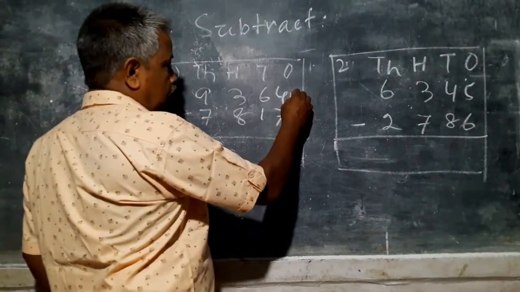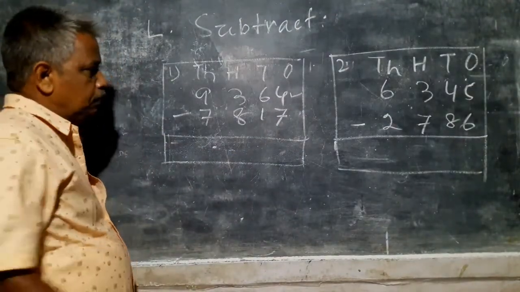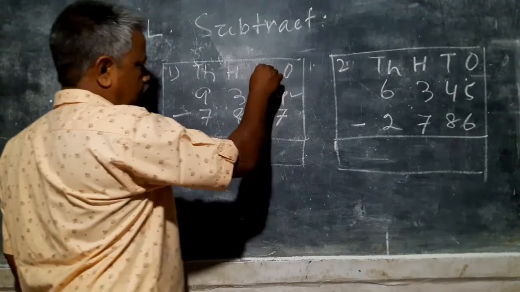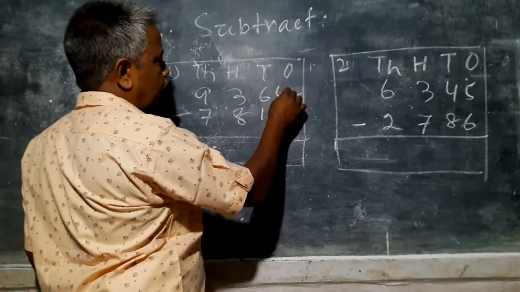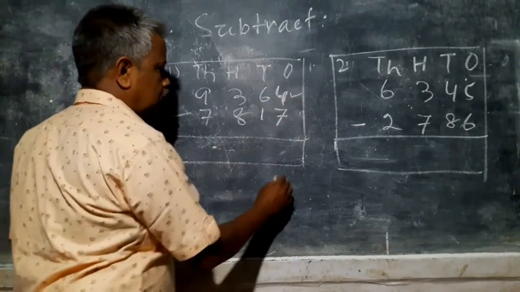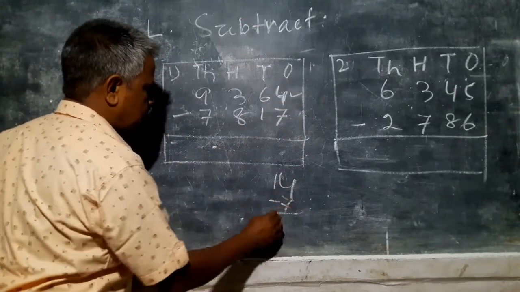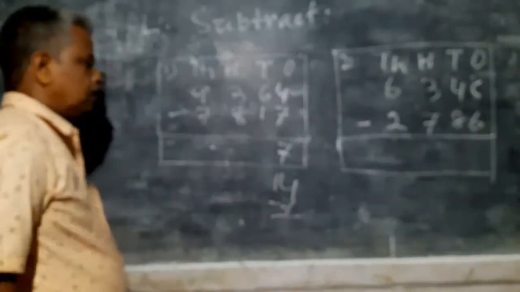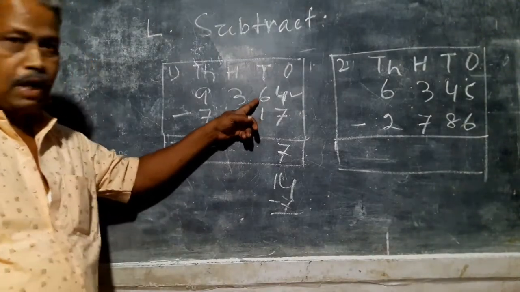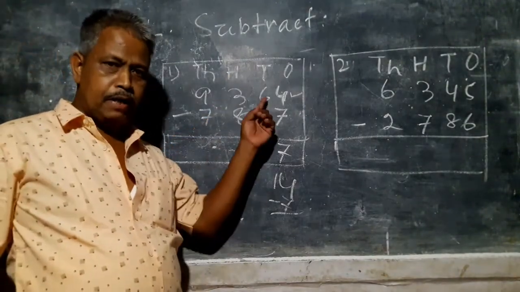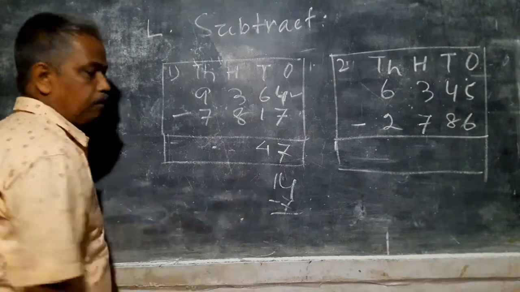Here is 4. From 4, we have to subtract 7. We can't. So, we have to borrow 10 from 6. When 10 comes, it will be 4 plus 10, that is 14. From 14, we have to subtract 7. So, the answer is 7. Next, you see here 5. Now, 5 is in the tens place. From 5, we have to subtract 1. 5 minus 1 equal to 4.